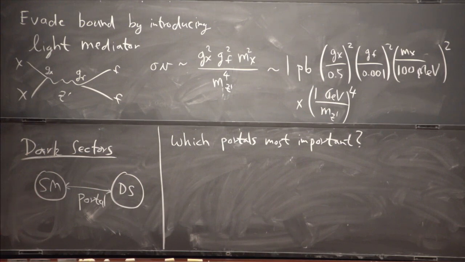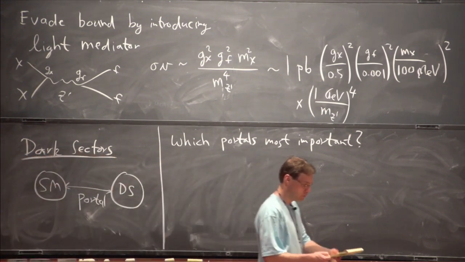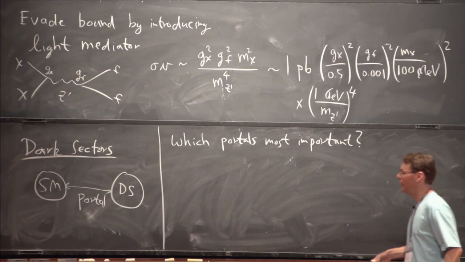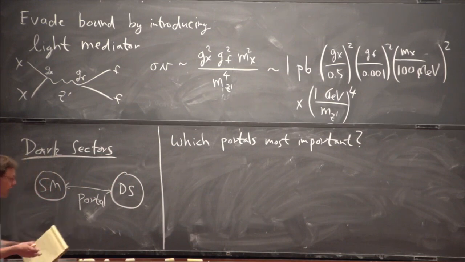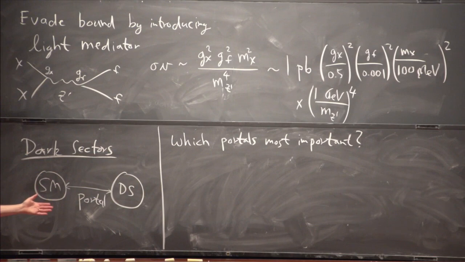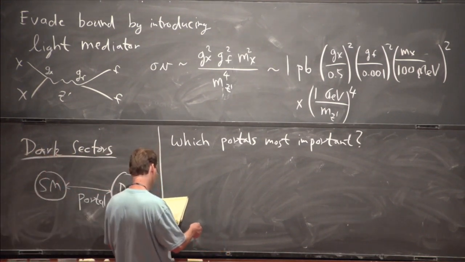So which portal is most important? That depends on the mediator that does this connection between the standard model and the dark sector. So we can have various types of mediators. We can have a scalar. We can have a vector boson. We can have a pseudoscalar. We can have fermions connecting. And each of these particles, it depends on the spin and the parity of the mediator. And you can ask in each case, what is the lowest dimensional operator that we can write down? And this is actually dictated by the standard model symmetries. So it's not arbitrary. The standard model symmetries dictate which portals you can write down.